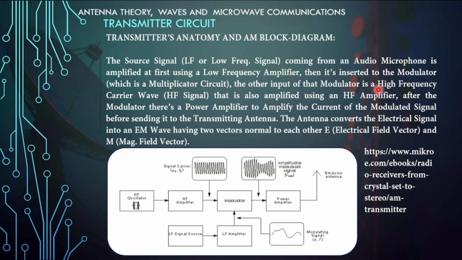The other input of that modulator is a high frequency carrier, which is in the 100 megahertz range. It is a high frequency signal that's also amplified using its own specific HF amplifier. After that, the modulator multiplies both signals, and then the modulated signal is amplified using a power amplifier before transmitting it to the antenna. Of course, the antenna converts the electrical signal into an electromagnetic wave having two vectors normal to each other, E, the electric field vector, and M, the magnetic field vector.